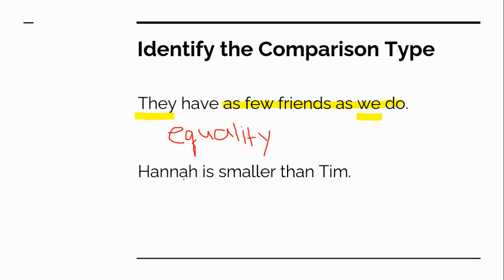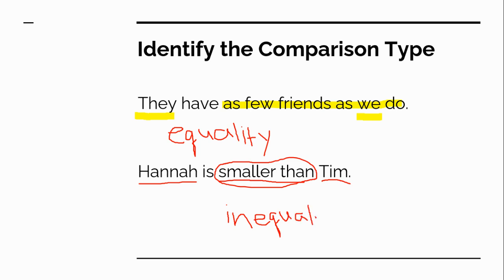Then we have Hannah is smaller than Tim. This is size that's being compared between Hannah and Tim. And since we have the phrase smaller than, we can know that Hannah is not the same size as Tim. Hannah and Tim are two different sizes, meaning that they are having an unequal comparison. This is an inequality comparison.